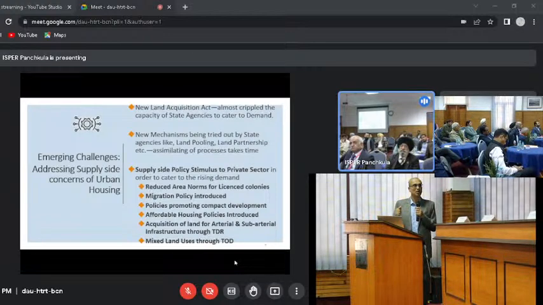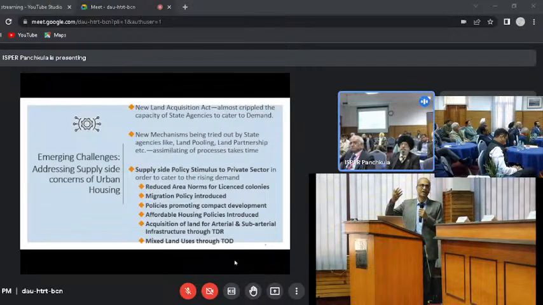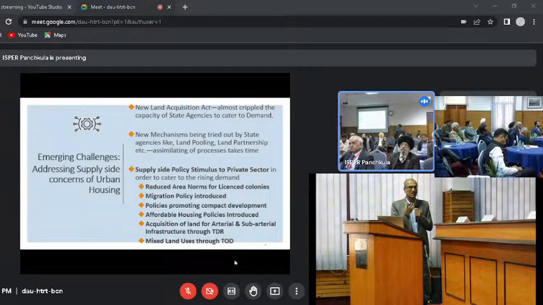Then there was a migration policy introduced. There were several projects which got stuck for one or more reasons. They were not getting implemented by the private sector. So the government brought about a migration policy so that all those stuck projects could migrate to a different category of projects. There were also several new policies introduced for compact development so that the scarcity of land gets addressed.